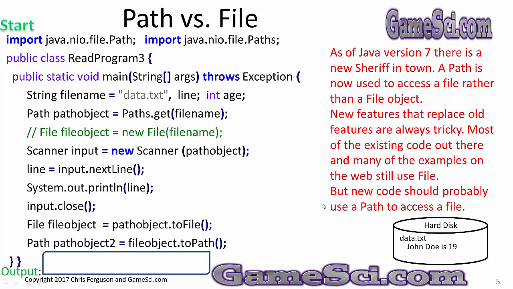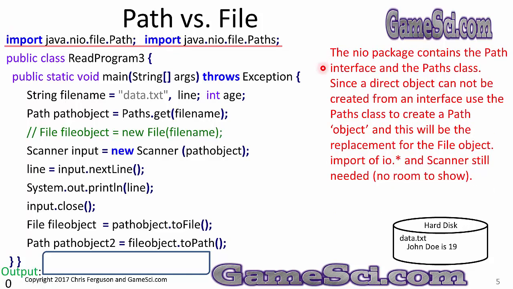So I'll do a little example using a path. The only real difference here is we're using a path object when we open a file as opposed to a file object. But other than that, it works pretty much the same. Consider the path to be an improvement or an update to the file object, so use it when you can.